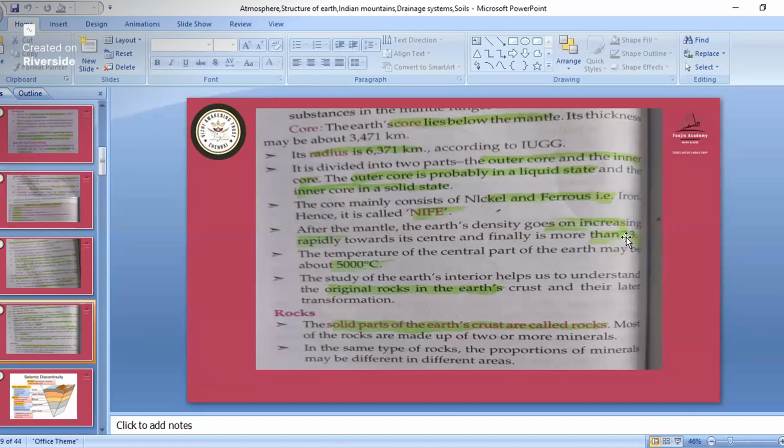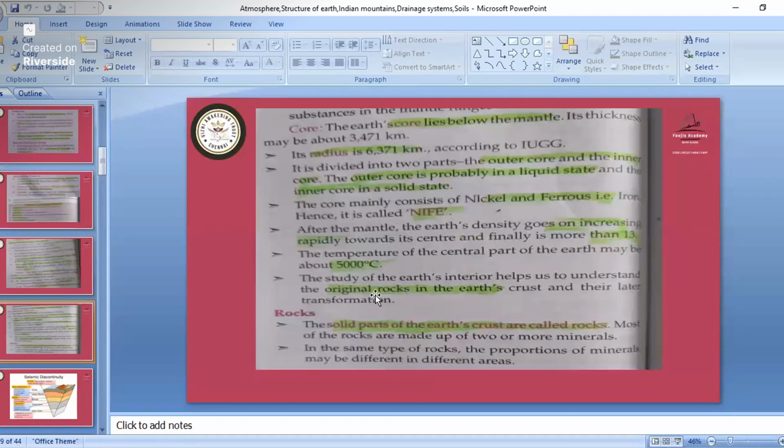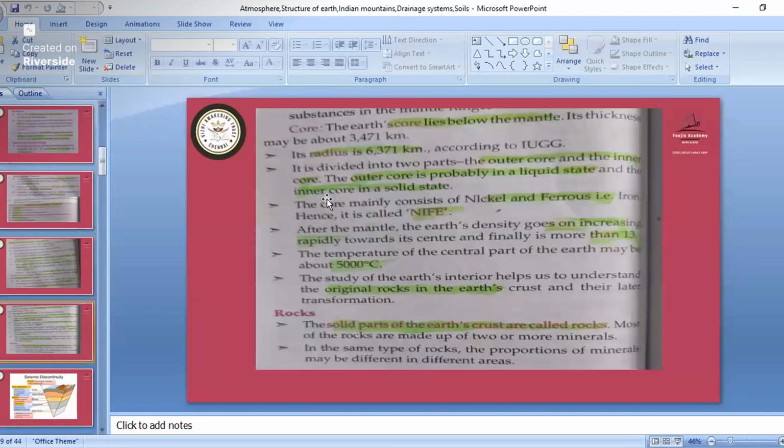So you must know about the density of all these three. The density of crust is 2.7 to 3 gram per cubic centimeter, the density of mantle is 3.0 to 4.7 gram per cubic centimeter, and the density of core is more than 13 gram per cubic centimeter. So you must know about this.